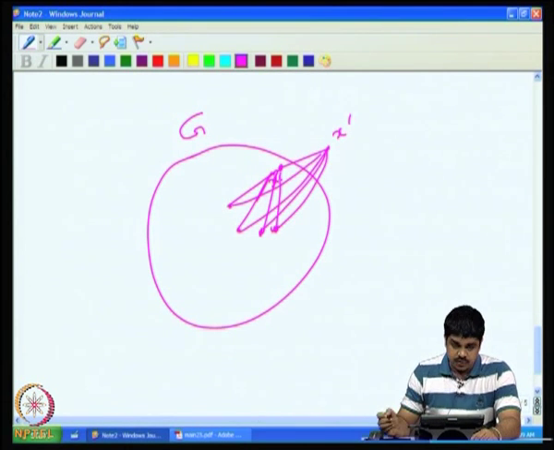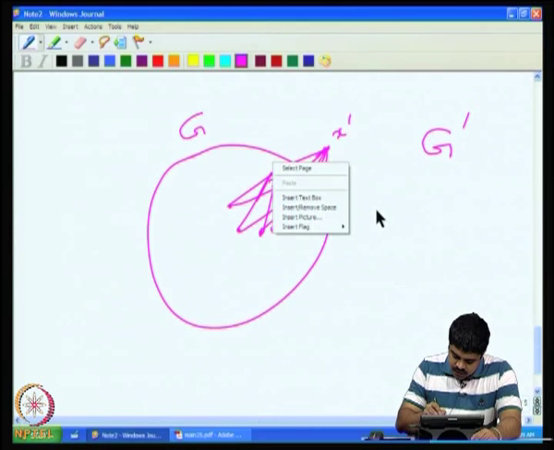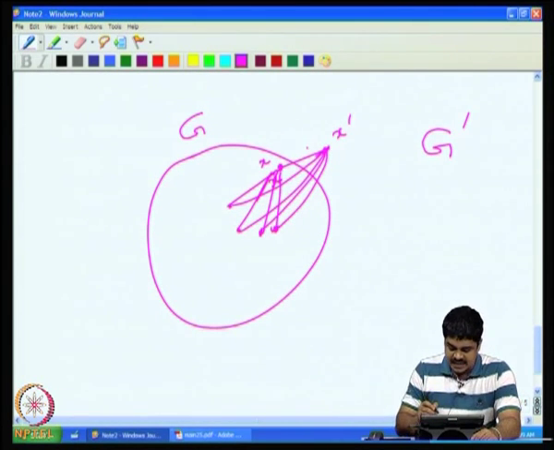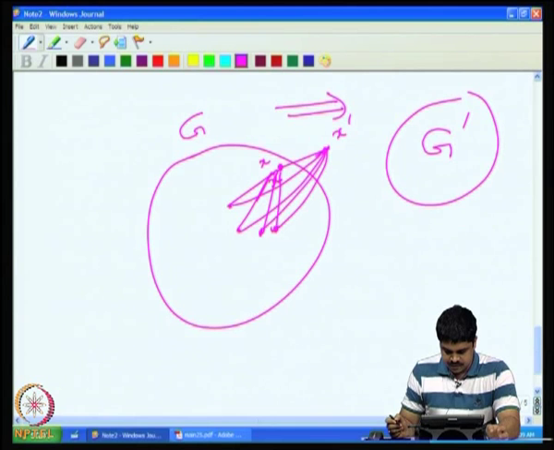Let this new graph be called G dash after expanding. So, G dash is obtained from G by expanding the vertex x to the edge x x dash: a new vertex x dash is introduced, and x dash is made adjacent to x and to all the neighbors of x. Now, we will say that G dash is also perfect. We want to prove that whatever graph you obtain after expanding is also perfect.